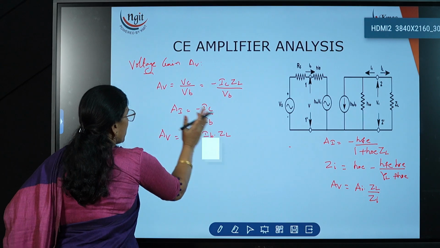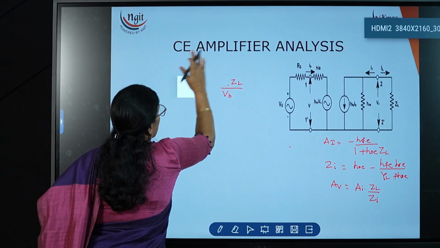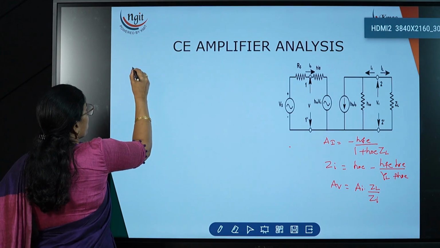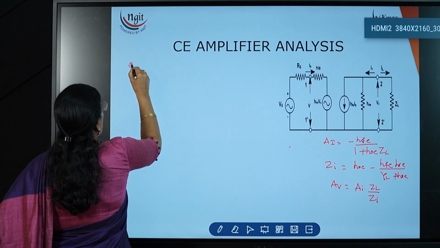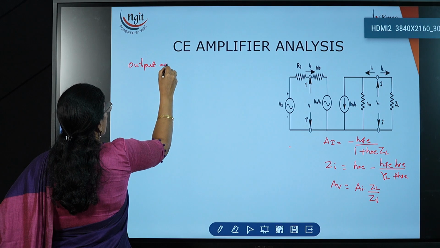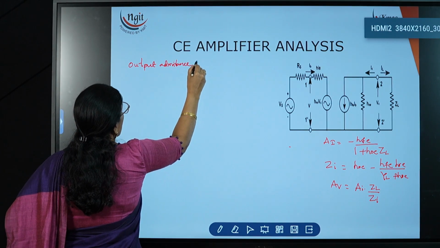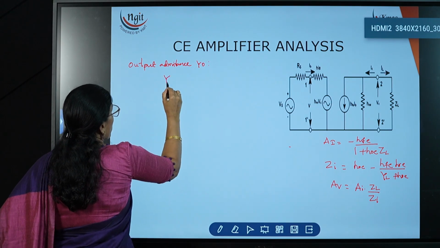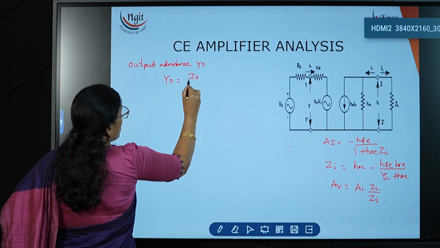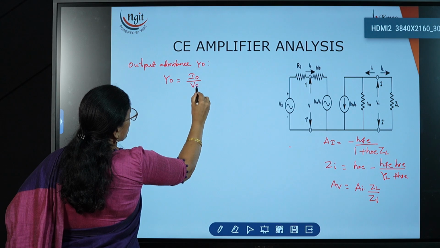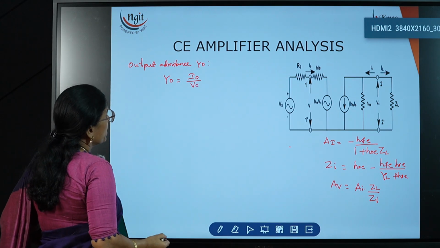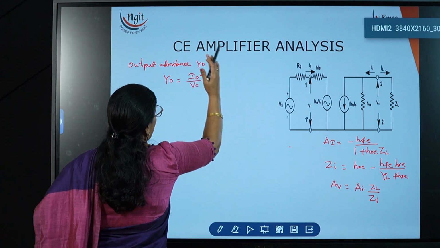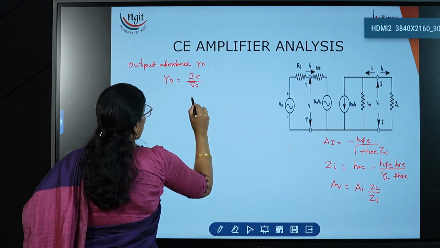Similarly, we need to calculate the expression for the output admittance. So output admittance is nothing but Y0 or YL. So Y0 is equal to what? Admittance Y0 is equal to I0 divided by VC. Here we have taken IC and IL, so IC divided by VC.